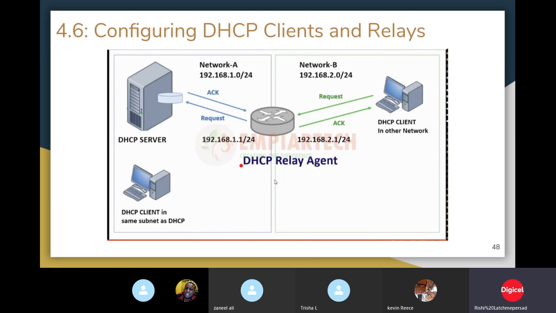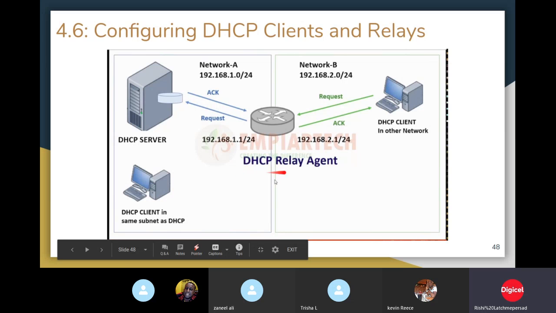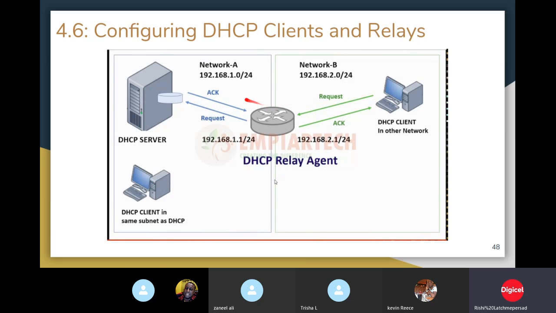So what the router has to do is act as a DHCP relay agent to relay these messages back and forth. You see the request will come in here, then the relay agent will relay the message to the server, the server will get it and send a message back, and the relay agent will relay that message back to here.